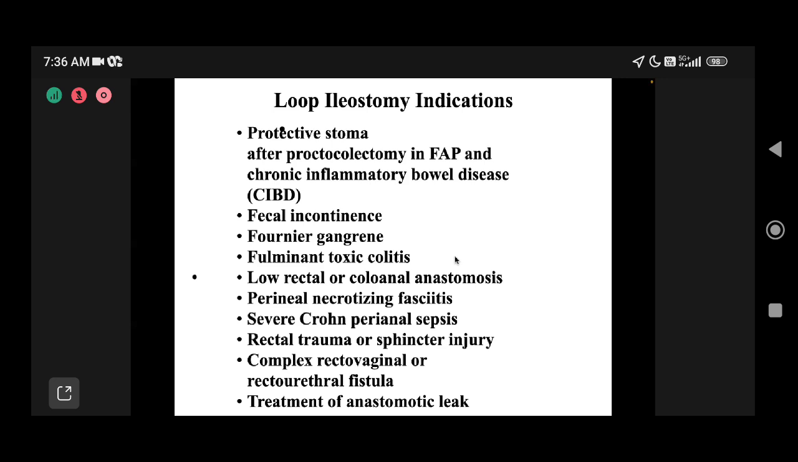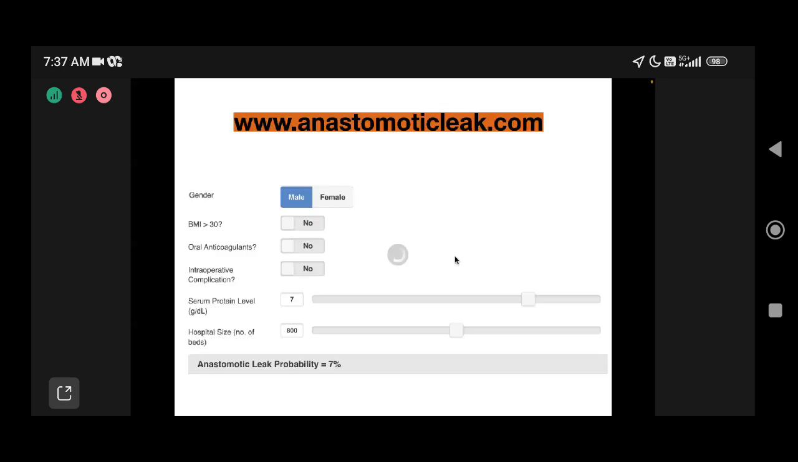And also, if you have not diverted and you encounter an anastomotic leak, the simplest way to bring the patient out of this septic condition is to divert by doing a temporary ileostomy. If you go to the website www.anastomoticleak.com, it has a few parameters. Normally, in a setting, 7% of anastomotic leaks is accepted. But because of the efficiency of surgeries, it can be less than that.